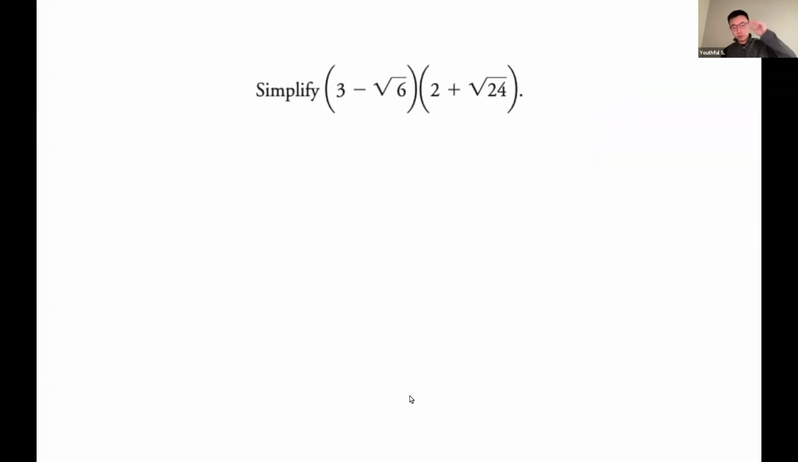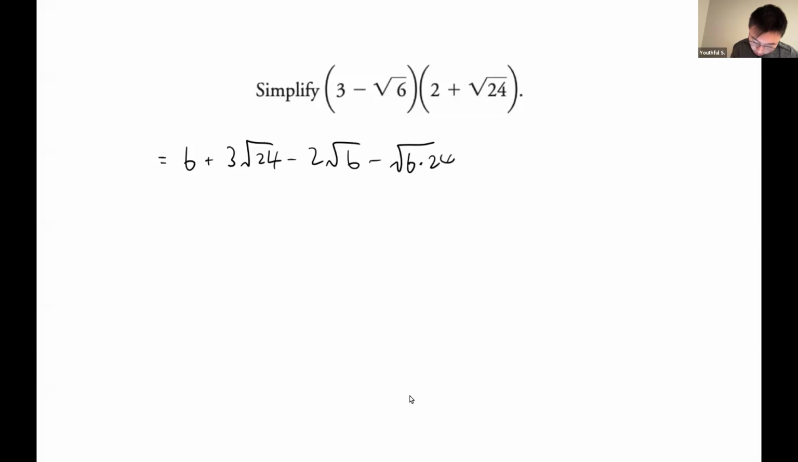All right, and then you can also do FOIL with radicals. This is going to actually come up a little bit more often later on. So again, FOIL, we do 3 times 2 is equal to 6. Then plus 3 times root 24. Minus 2 times root 6 minus root 6 times 24, right? We can just do that right now.